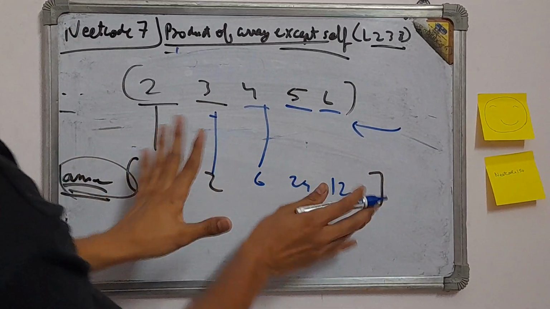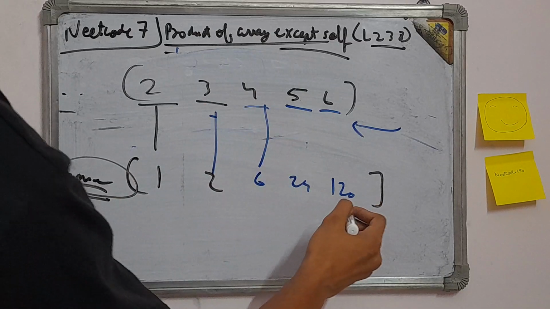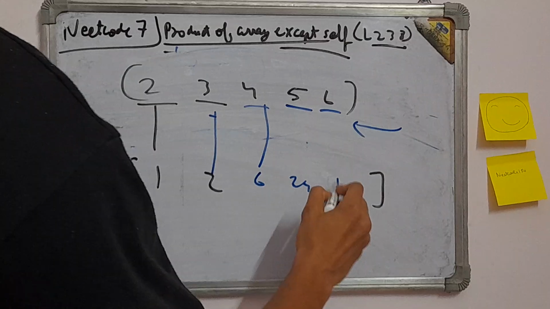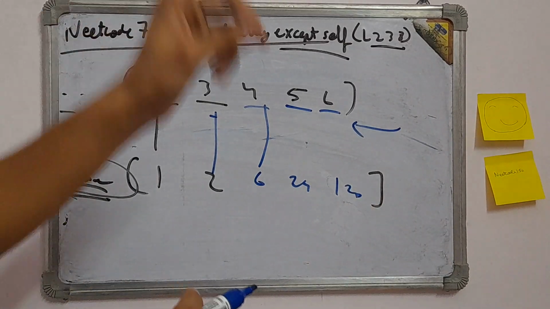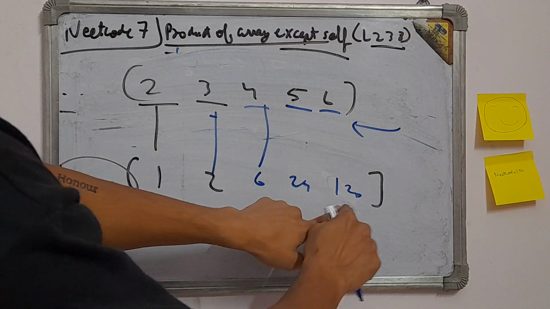Now for suffix, we do this loop. We cannot use this array as a suffix array because this is already prefix. We have to store the prefix values, we cannot delete them. So we cannot just put 1 here as a suffix. We have to use one variable, which will be our constant space. So we will always use one variable extra. Let's say the suffix variable is equal to 1 right now. That means the suffix here is 1.